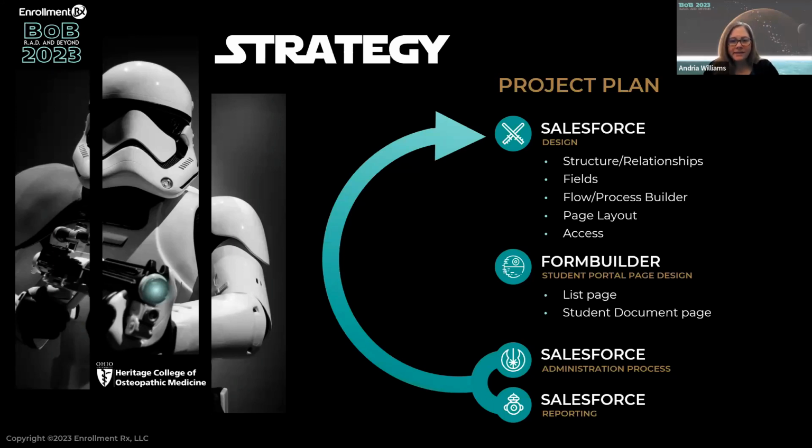So when we redesigned this in Salesforce, first we rethought what our structure was, and we'll show you this in the next slide. We tried to understand first: what objects do we need to create? What are the fields that need to be created? Are there any flow or process builder automations that we need to include? What do we want our page layout to look like? And who needs access to what?